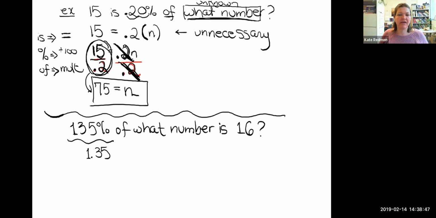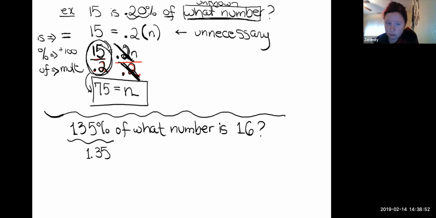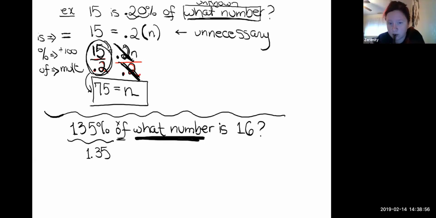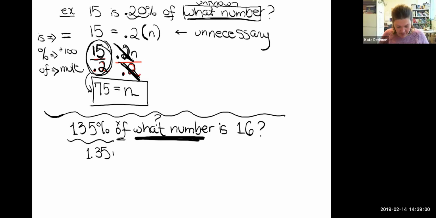And what did we say that of meant? Multiply. But look here, I'm multiplying by an unknown number. Unknown. Exactly. And so to do that, I'm lazy. I'm just going to shove up the unknown real close to the other number. That's 1.35 multiplying with an unknown.